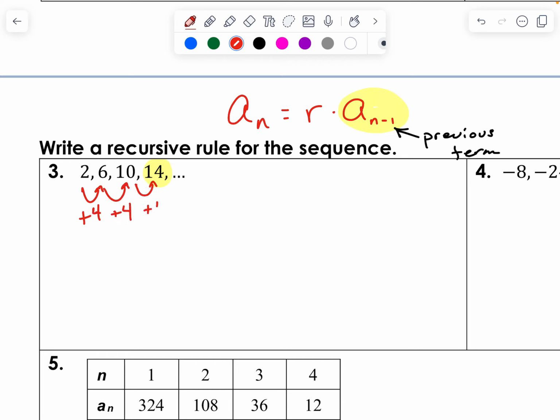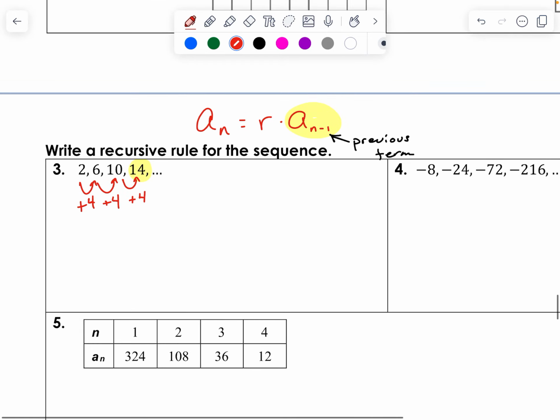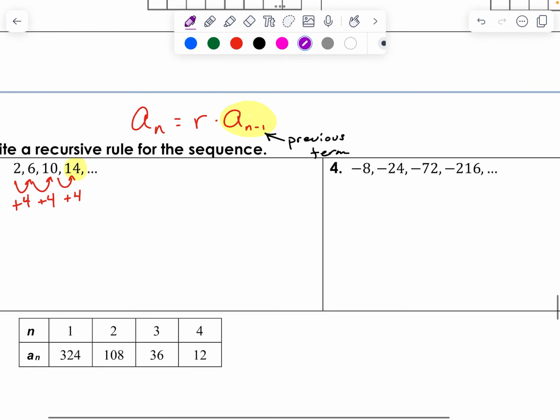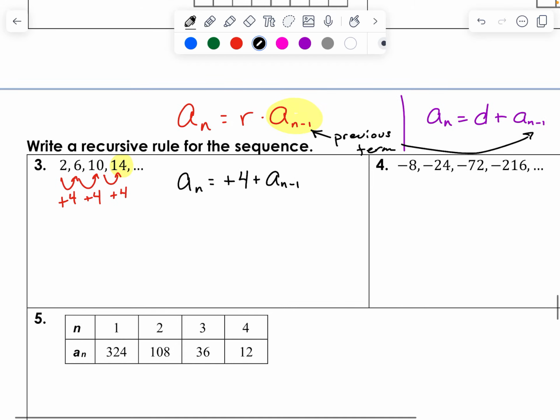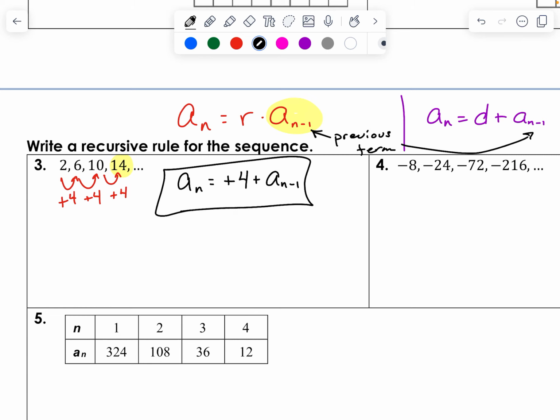So I need an arithmetic formula. The arithmetic formula would be A sub n equals the common difference plus the previous term. So to find A sub n, I need to know that I'm adding 4 plus the previous term. If I wanted to write a recursive rule, that's it. It's the previous term plus 4.